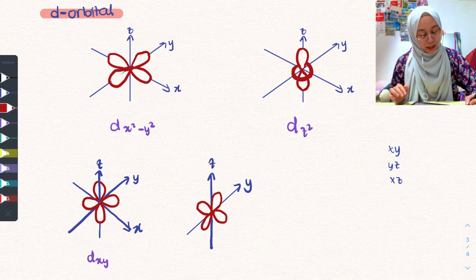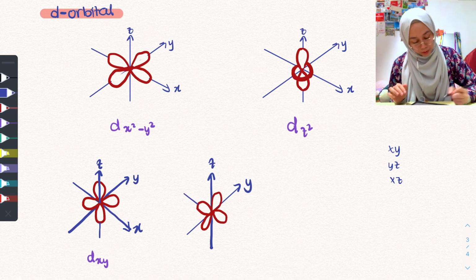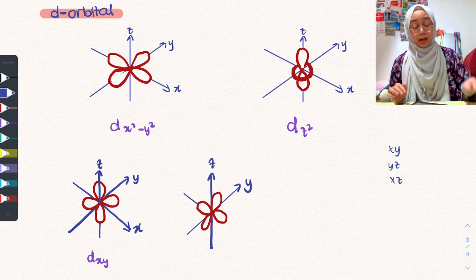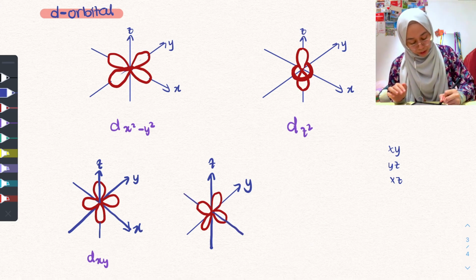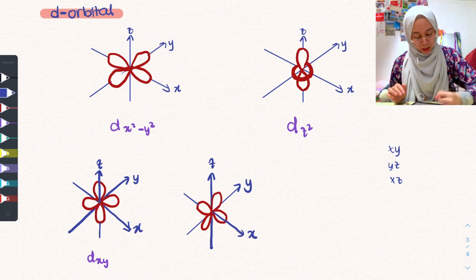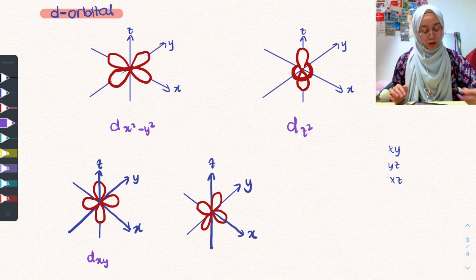So the one yang dekat x-axis yang dekat bahagian belakang, kita tak nampak kan, kita just buat macam tu. Okay, the one yang dekat bahagian depan dia akan tembus ke depan macam ni. So that would be the x-axis. Okay, so now you have your dyz.